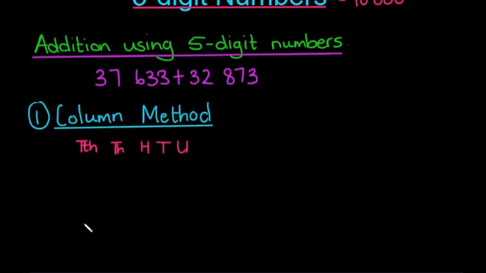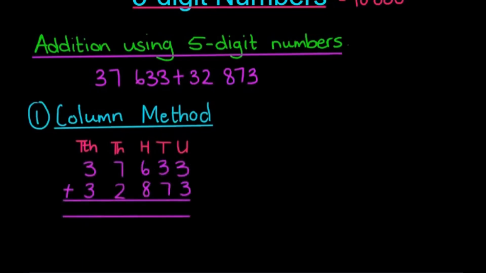The column method is we take our numbers, we put them under each other, and we add them in order of the lowest, which is our units, to our highest, which is our 10,000s. So as you can see, I have the column 10,000, 1,000, hundreds, tens, and units. So I have put all my numbers in order. So the first thing I'm going to be doing is I'm going to add my units. 3 plus 3 is 6.